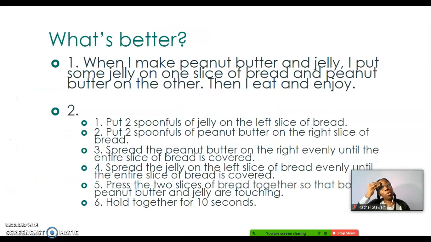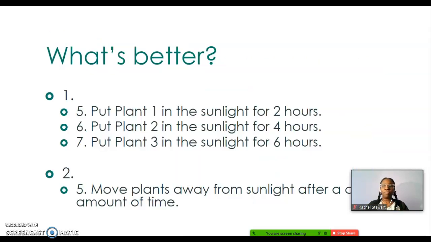All right, so I want you to take the time out to read these two scenarios. Once you finish reading these two scenarios, as you can see, scenario 1 is not good procedures. Scenario 2 is a good procedure, as an example of a good procedure.